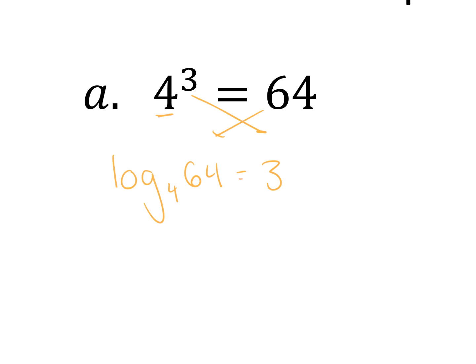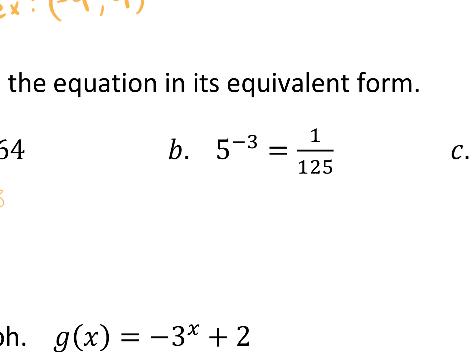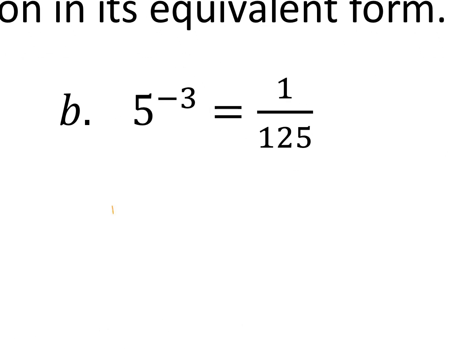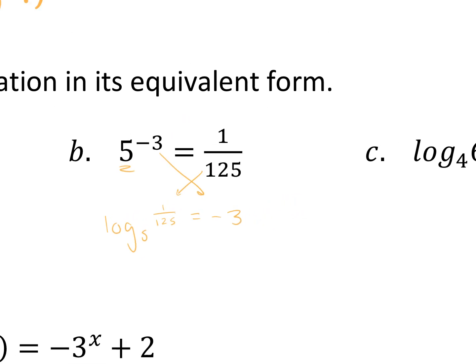All right, for B, we do the same thing. Start with log. What would my base be? 5. What would come next? 1 over 125, and it's equal to -3. So you always just flip the other two. Start with your base, flip the other two.